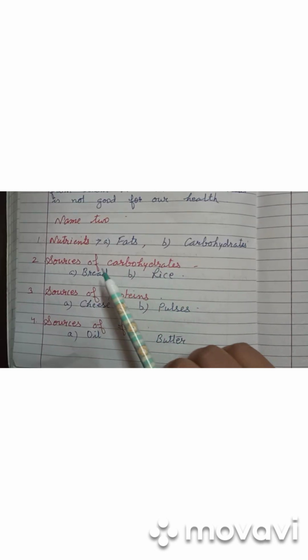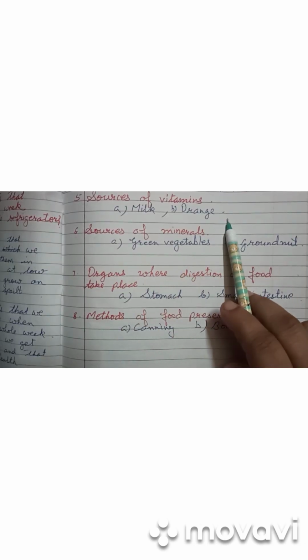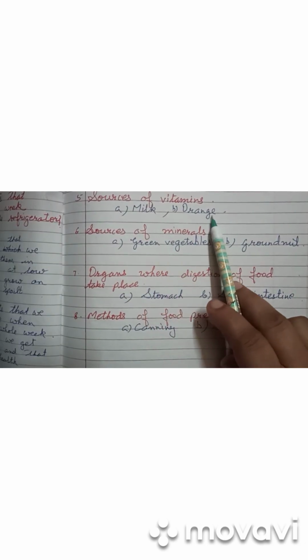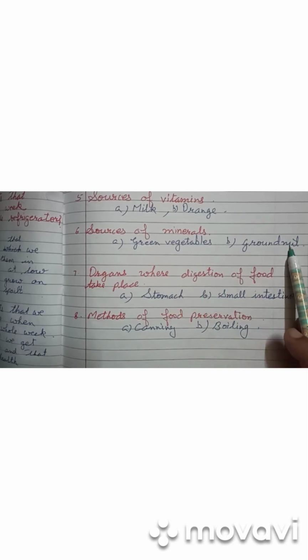Now name 2. Nutrients: fat, carbohydrates. Sources of carbohydrates: bread, rice. Sources of proteins: cheese, pulses. Sources of fats: oil and butter. Sources of vitamins: milk, orange. And sources of minerals: green vegetables, groundnut.